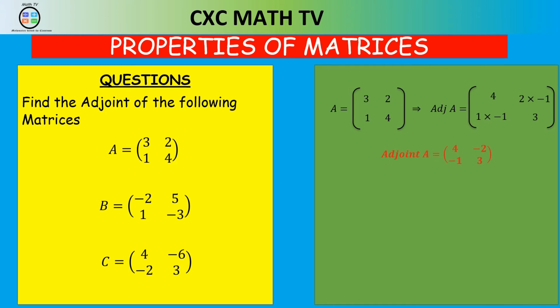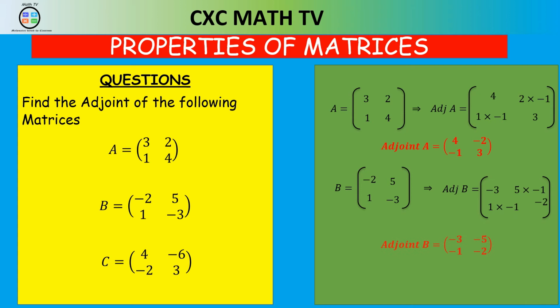So pause and work out the adjoint of matrix B. So of course we start by interchanging the negative 2 and the negative 3. And then we multiply the 5 and the 1 by negative 1. So the adjoint of B is [-3, -5; -1, -2]. And pause and attempt and find the adjoint of C. We should be getting 3. Put the 3 where the 4 is and the 4 where the 3 is. And multiply negative 6 times 1 to get 6. And multiply negative 2 times 1 to get 2. So the adjoint of C is [3, 6; 2, 4].